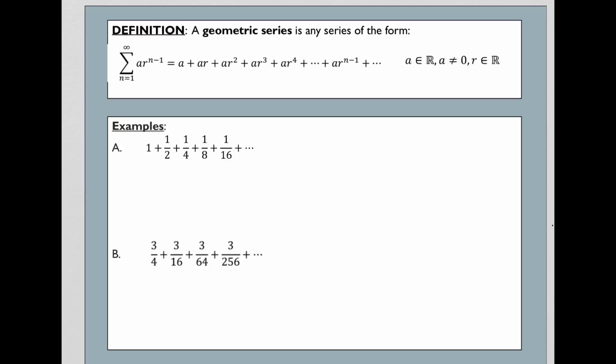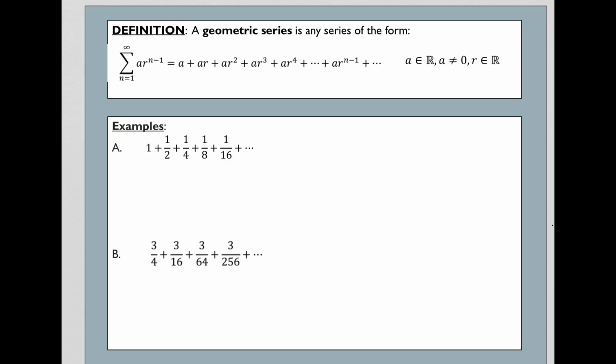Let's start with the definition. A geometric series is any series of the form n equals 1 to infinity of a times r raised to the n minus 1. In expanded notation, this is a plus a times r plus a times r to the second, plus a times r to the third, plus a times r to the fourth, etc., all the way to infinity. In a geometric series, both a and r are real numbers, so they're constants, and a can't be 0.